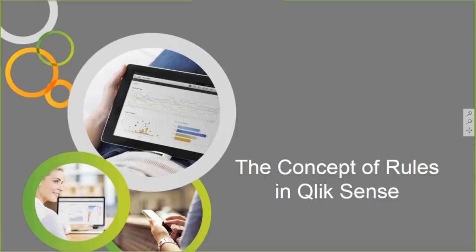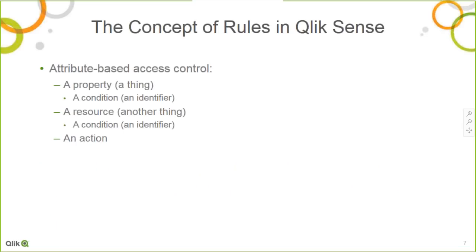So the concept of rules in Sense. What are rules? How are they constructed? What do they mean? The technical way of describing it is attribute-based access control. So you've got attributes, and that controls what users can see and or do.